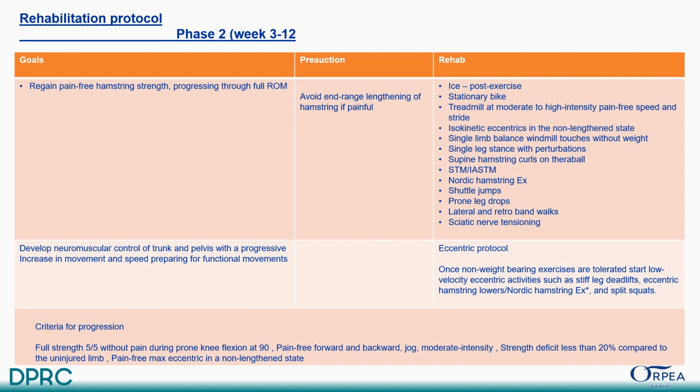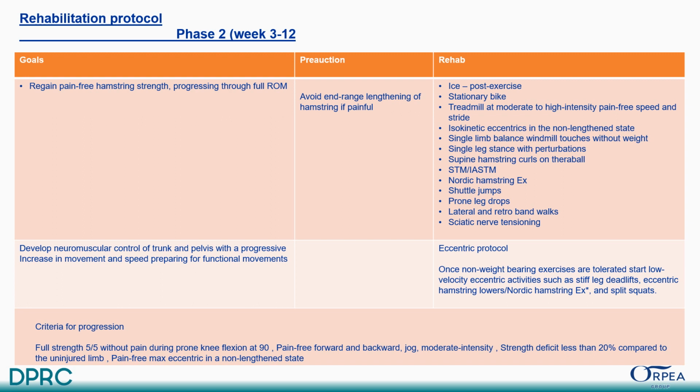Rehab includes post-exercise icing, stationary bike, treadmill at moderate to high intensity, which should be pain-free, and increasing the speed and the stride. Isokinetic eccentric in a non-lengthened state, single leg balance, windmill touches without weight, single leg stands with perturbation, supine hamstring curls on the swiss ball, soft tissue mobilization or instrument assisted soft tissue mobilization, Nordic hamstring exercise, shuttle jump, prone leg drop, lateral and retro band walks, and sciatic nerve tensioning.